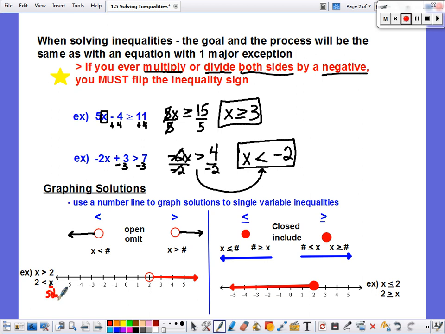So 2 is less than my solutions. 2 is less than the shaded area. 2 is left of the shaded area. There you go. And so we have 2, and our shaded area is to the right.